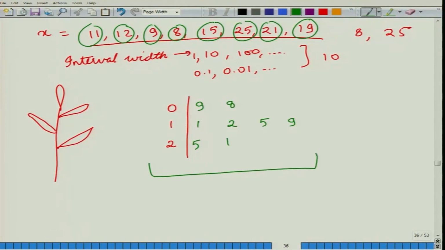So, this makes it very easy to understand that most of the values lie in this interval width of 10 to 19. This is how we do it. The most common height is 10 to 19 centimeters.